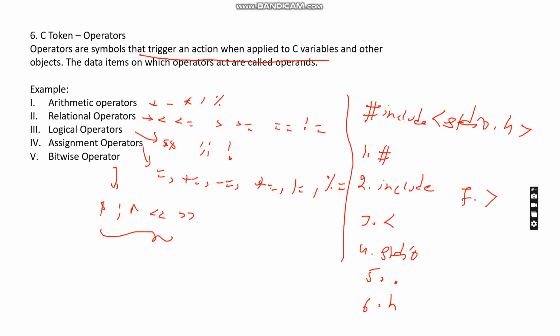Token stands for the smallest unit which can be easily understood by the compiler. The hash is a token, include is a token, less than is a token, stdio is a token, dot is a token, h is a token, greater than is a token.